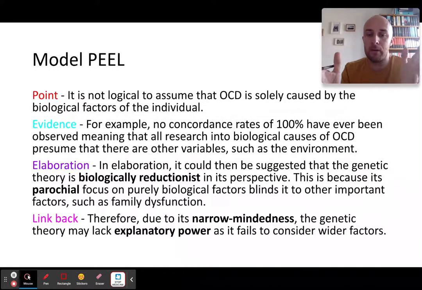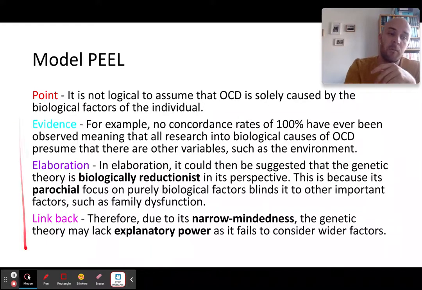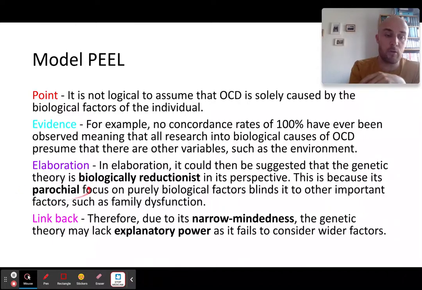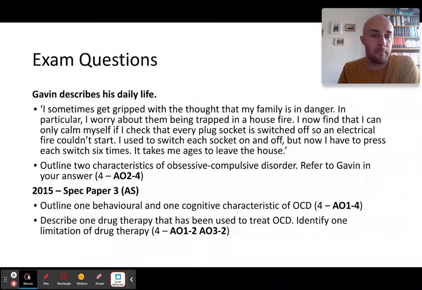And there's a model PEEL there as well. This is actually quite important, because this model PEEL is about reductionism, which people tend to get wrong. So have a look through this and how you would structure this, how narrow-minded it is, how parochial it is, because it's biologically reductionist and therefore it lacks explanatory power because it fails to explain wider factors, and so forth. Anyway, that was a long video, but I hope it was useful.